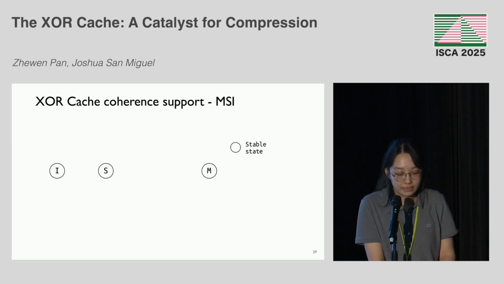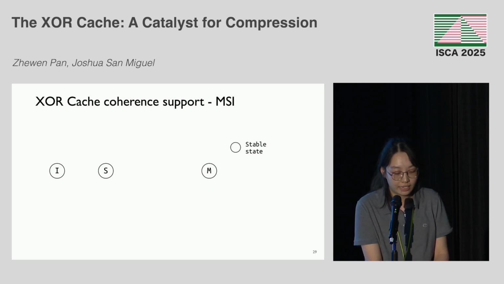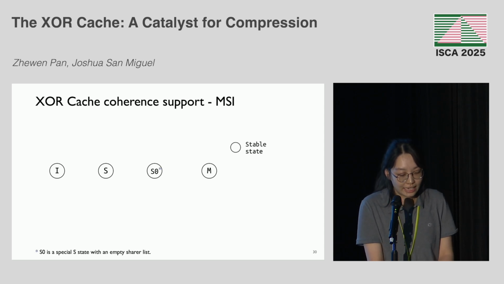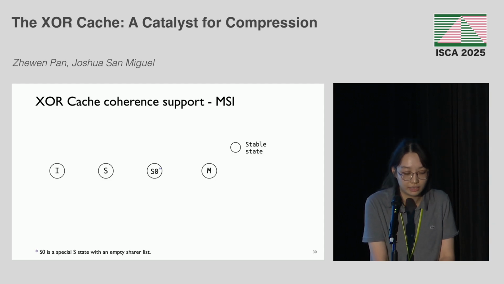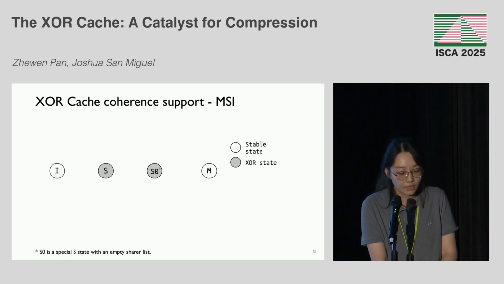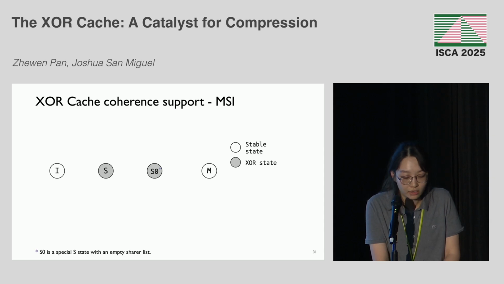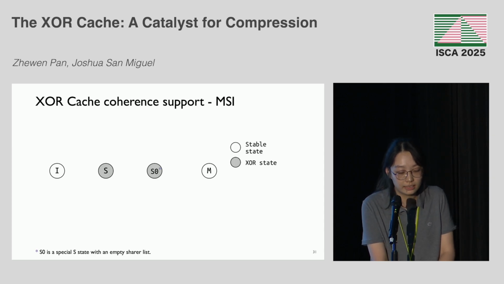Here are the stable states of the MSI protocol for the LLC. Besides I, S, and M states, for clarity, we denote another state as S0, which is a special shared state with an empty shared list. An LLC line can only possibly be XORed when it's in S or S0 states, highlighted in gray.